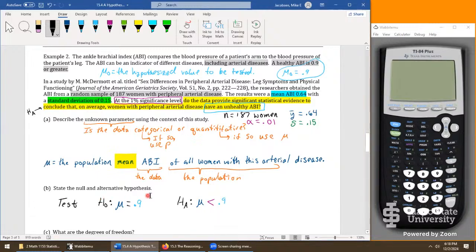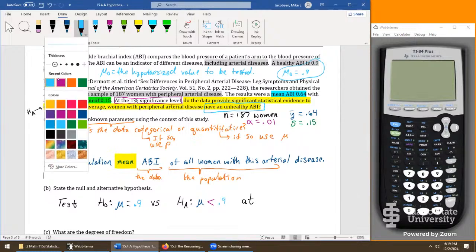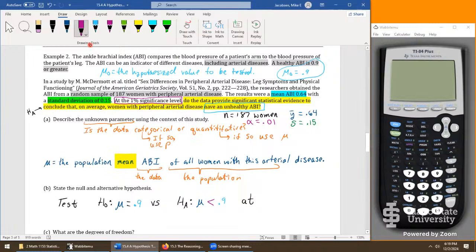H naught: mu equals 0.9, versus the alternative hypothesis, mu is less than 0.9. Here we're writing down the level of significance. This is good to have in one line because you always come back to look at this line. We're testing this at alpha equals 0.01.